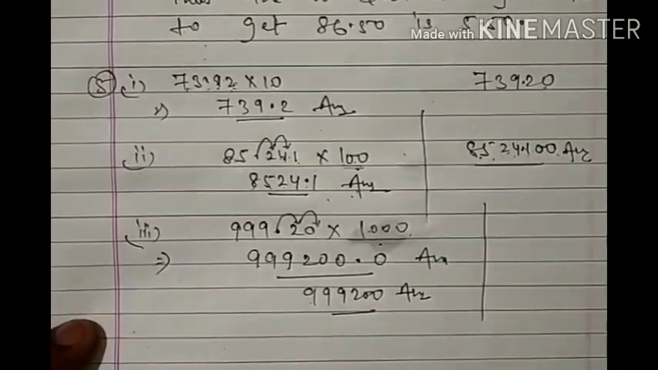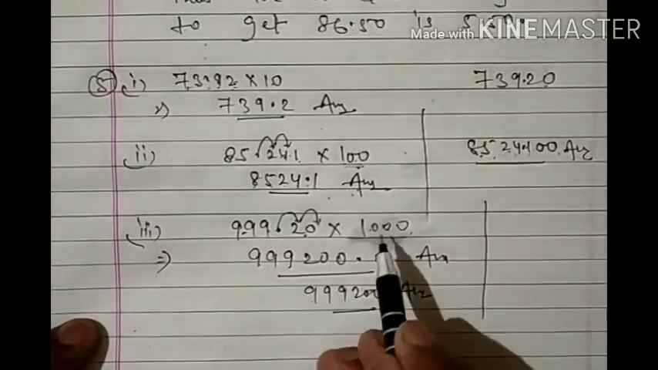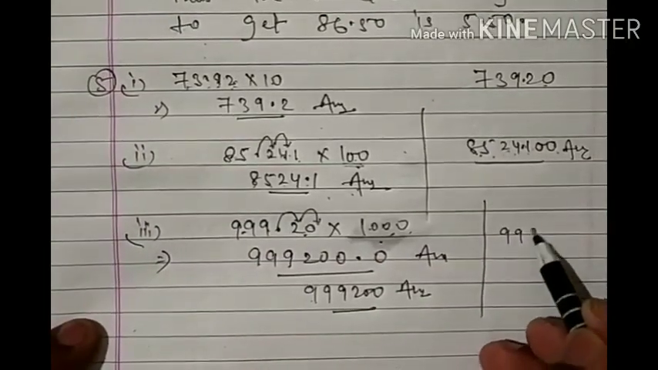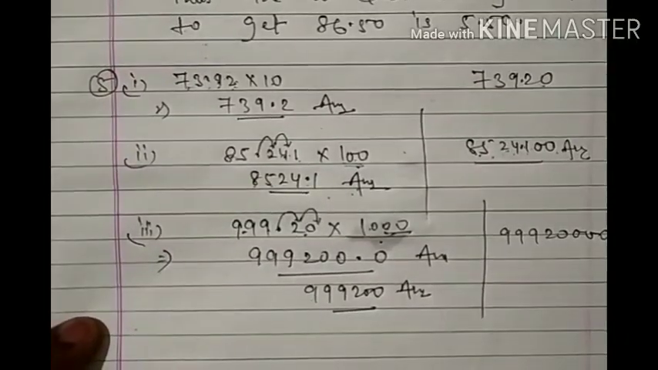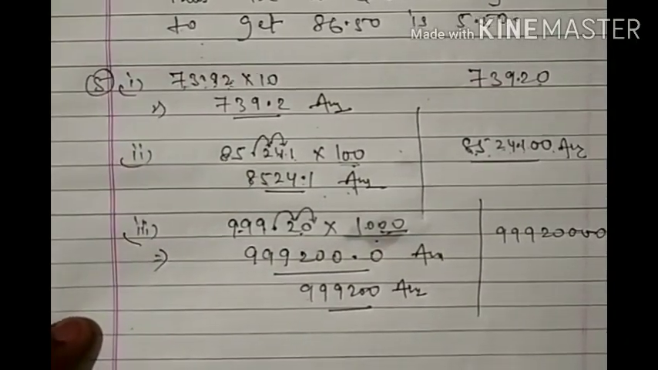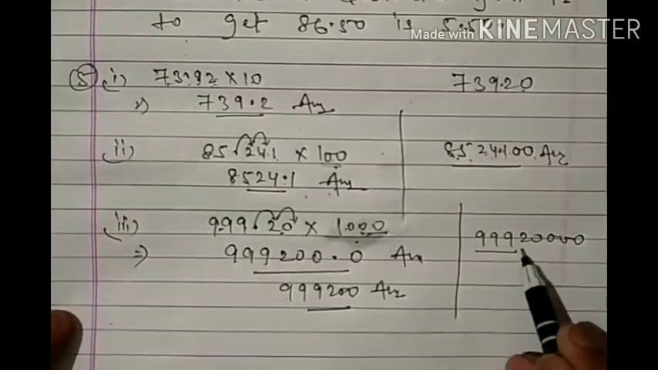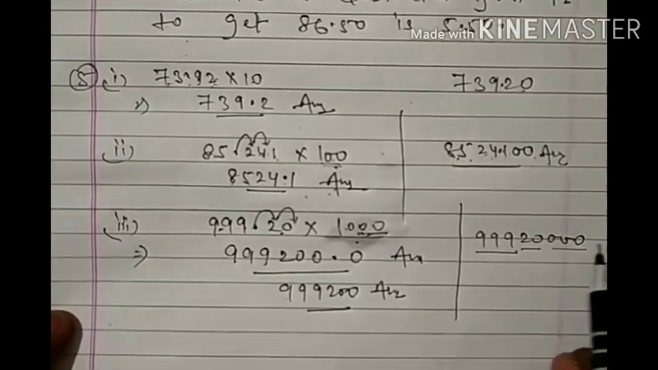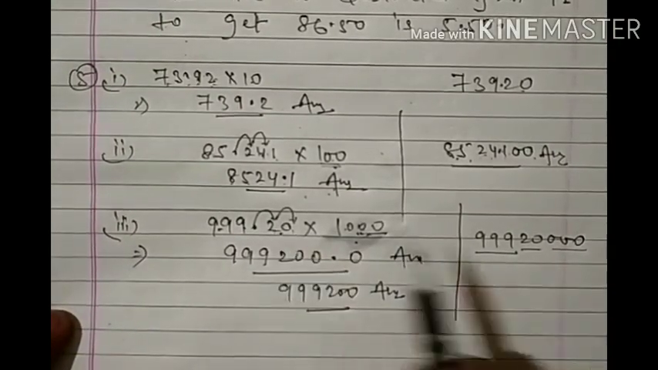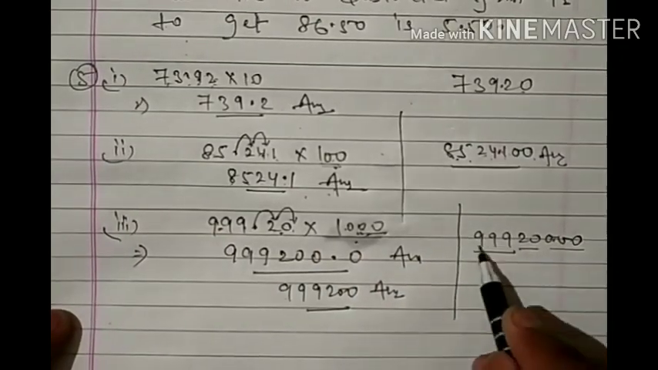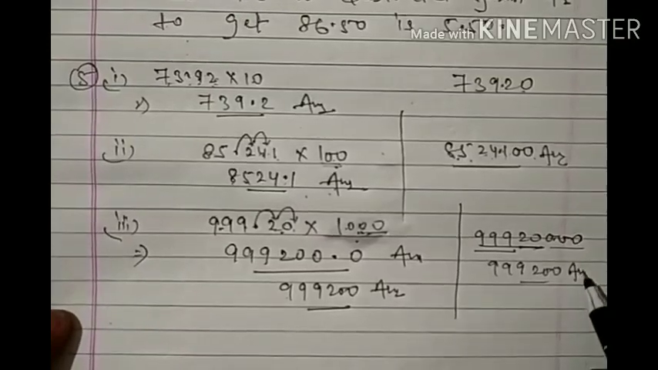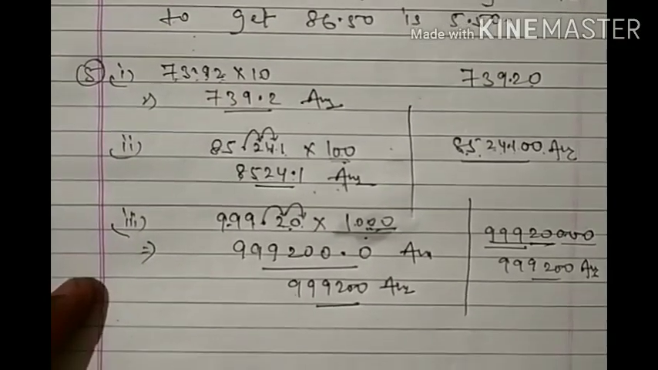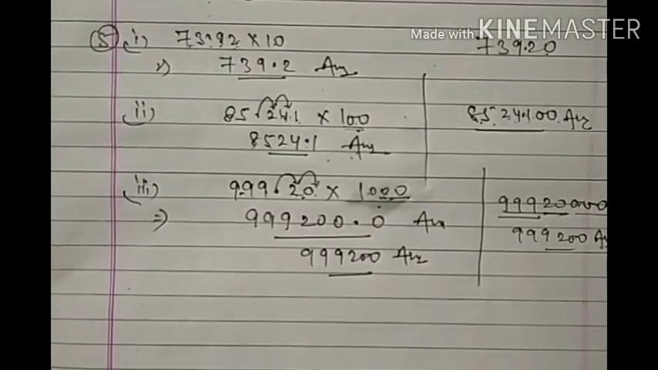Or simply we can solve 99920 multiplied by 1000. We get 99920 and 000. After how many places do we put the decimal? After 2 places, 1 and 2. So our answer is 999,200. I hope it is clear to everyone.